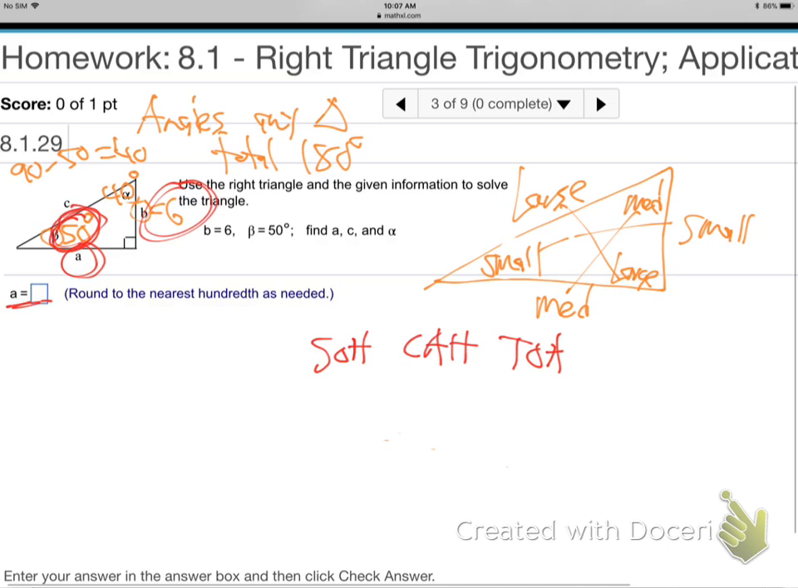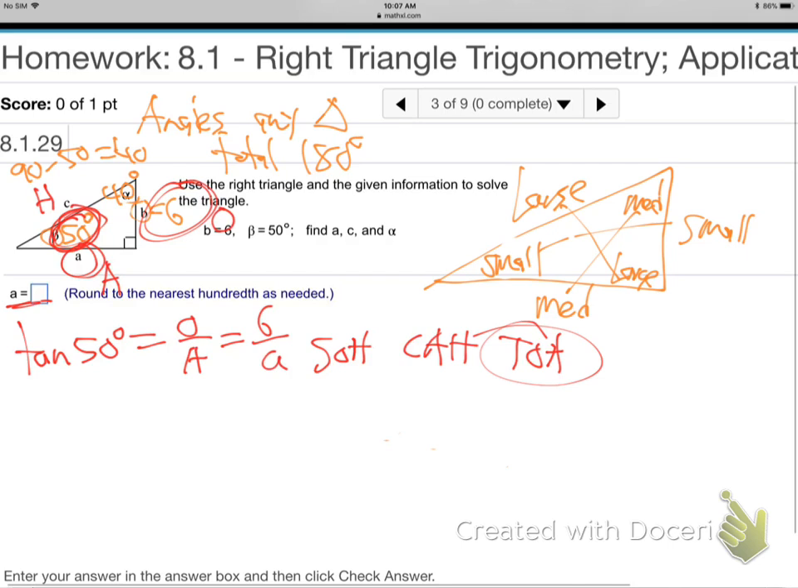Okay. So from the 50's perspective, this is the hypotenuse, this is the adjacent, and this side is the opposite, isn't it? So when I say I'm going to use the 6 and the A, that's opposite and adjacent, isn't it? So what trig relationship uses opposite and adjacent? Tangent. Tangent of 50 degrees is opposite over adjacent is 6 over the little a.